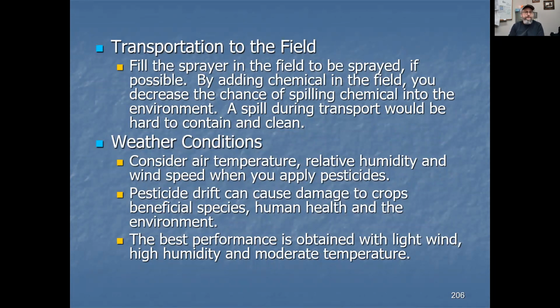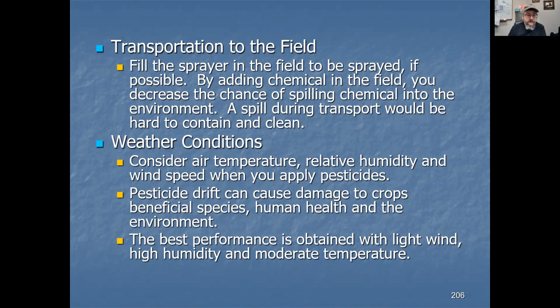Transportation to the field. Fill the sprayer in the field to be sprayed, if possible. By adding chemical in the field, you decrease the chance of spilling chemical into the environment. A spill during transport would be hard to contain and clean.